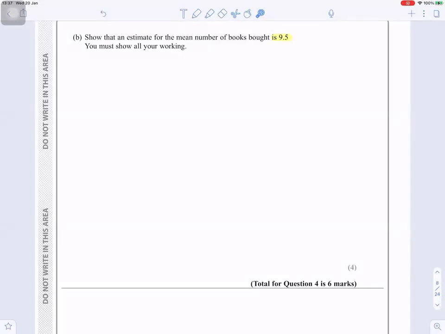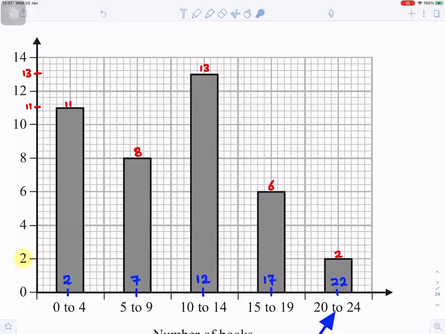Part B, show that an estimate for the mean number of books bought is 9.5. You must show all your working. So for part B, because we're going to use an estimate, we want to choose the number in the middle. The number in the middle of 0 and 4 is 2. The number in the middle of 5 and 9 is 7. In the middle of 10 and 14, 12. 15 and 19, 17. 20 and 24, 22. So those numbers in the middle are the numbers we're going to use to multiply with the frequency.